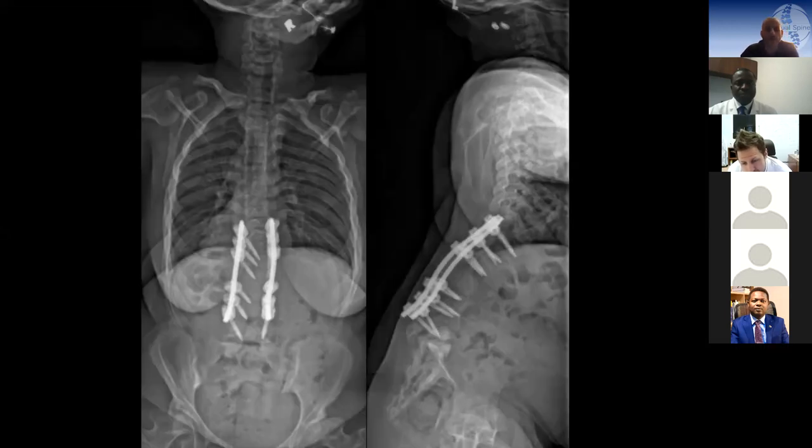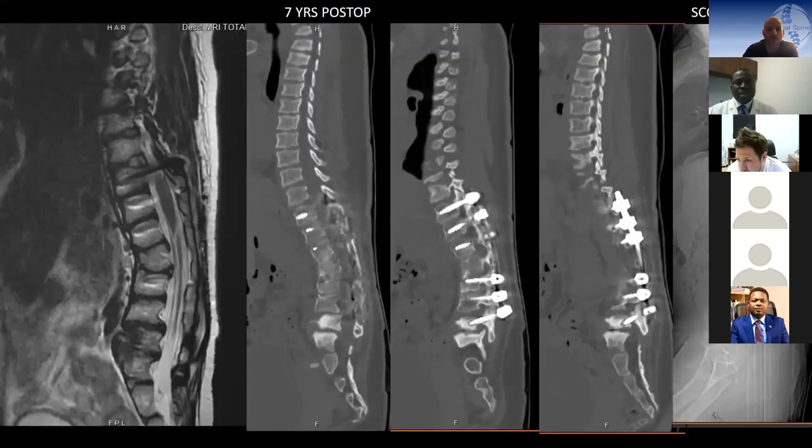Do you have a coronal CT scan, just to see if this is completely fused or not? Okay, so the proximal segments are fused, but the L5 screws are loose. So L4-5 is not very solid, but the rest of the construct appears to be solid, except for L4-5.